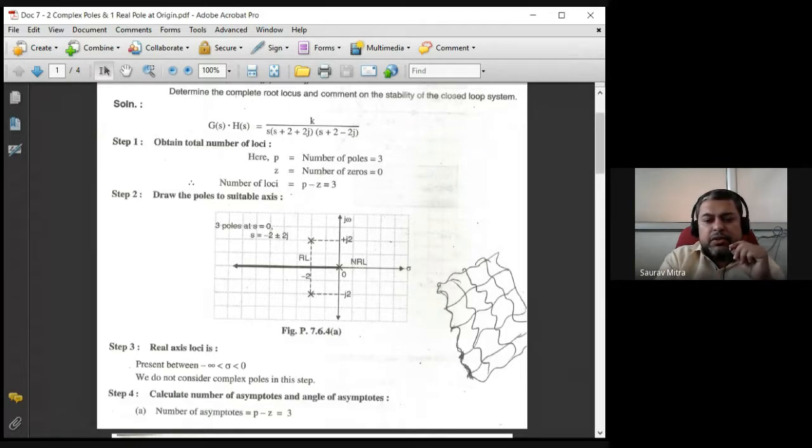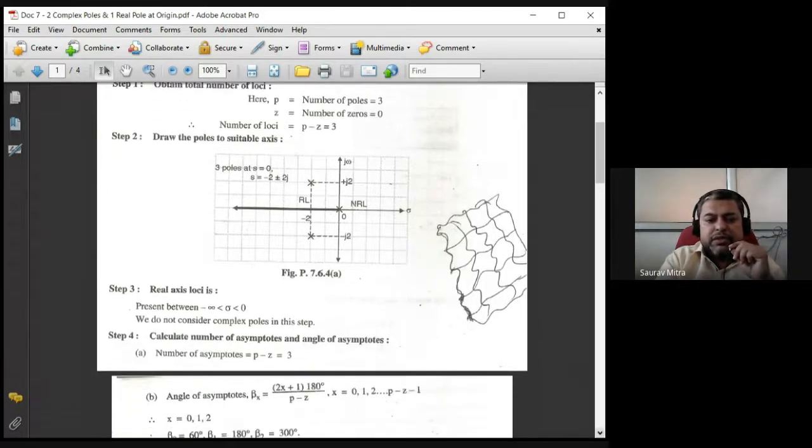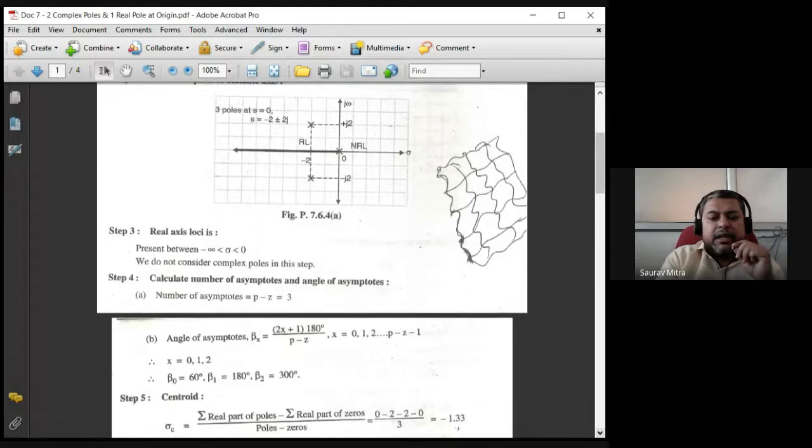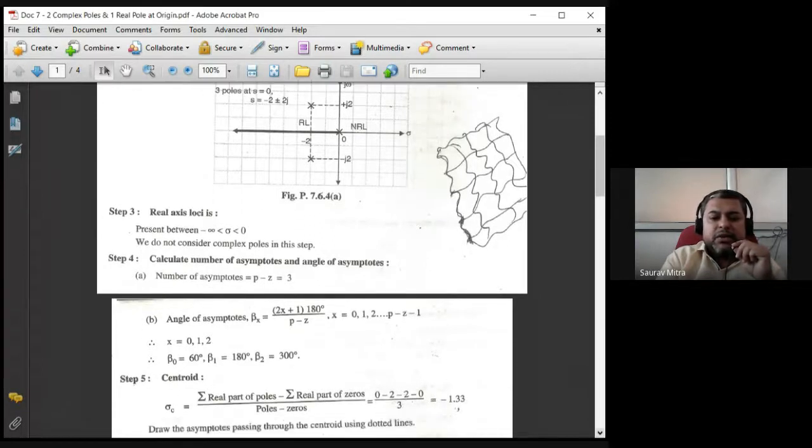Now, the real axis root locus is found, that is, it goes from 0 to minus infinity, no problem. Calculate the number of asymptotes. So, three asymptotes. The angles of the asymptotes are 180, 60, and 300. All those things are done.